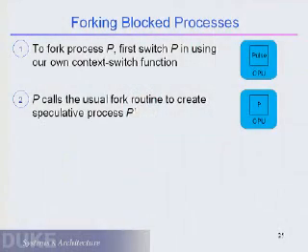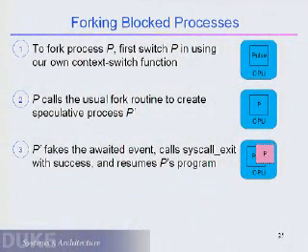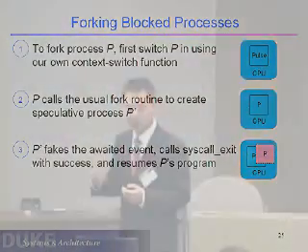Let's assume we want to fork a process P. What we first do is switch P in using a context switch function we wrote. And then within the context of P, we just call the existing fork. After this, we get a new process called P prime. And then for P prime, we're going to fake the awaited event such that P prime can get the event and unblock. We're going to force P prime to jump to the syscall exit routine in Linux, pretending the syscall was successful. Therefore, P prime can resume its parent's user level code.